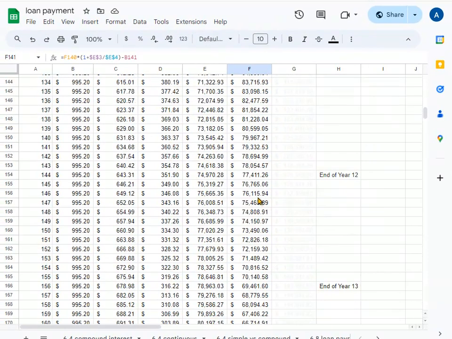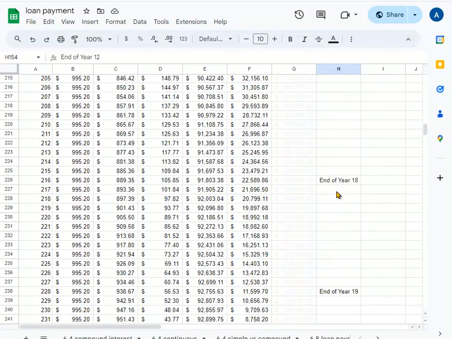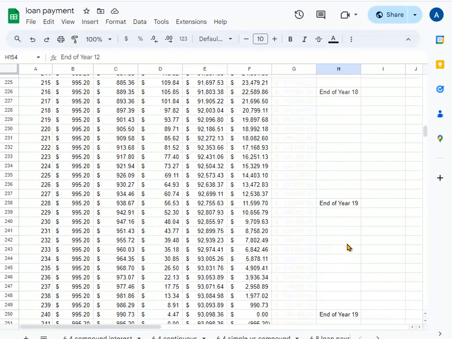So I'm going to scroll down here. It says 20 years. Notice here, end of year 12, 13, 14, 15, 16, 17, 18, 19. Okay, getting close. Oops, that should actually read... sorry about that. End of year 20. I don't do these manually. And there's the zero. So after 20 years, which would be 240 months, the entire loan is paid off.